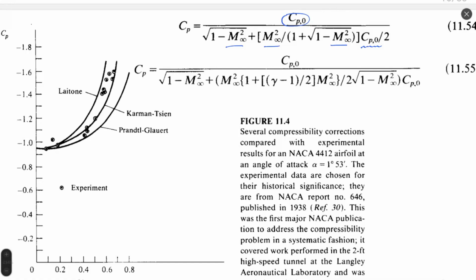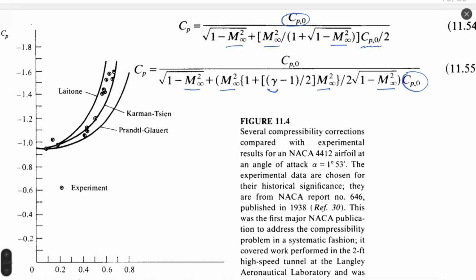And there is another, more complex one, shown in equation 55, the Laitone correction. This Laitone correction already involves gamma, the adiabatic coefficient. It also involves the Mach number of flight, and also involves the pressure coefficient in the denominator and some part of the fraction of the denominator. It is longer.